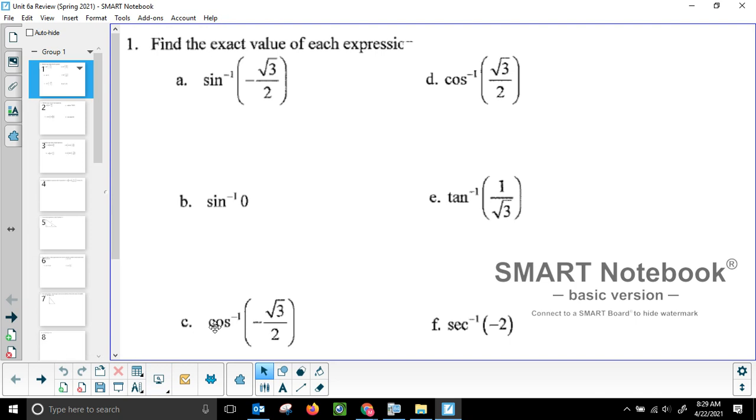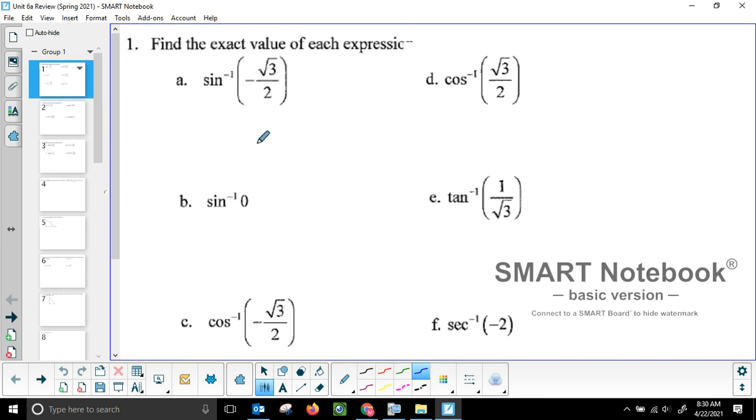All right, guys. So today we are going to go over the Unit 6A review. We'll start with number one. This is inverse trig functions here.